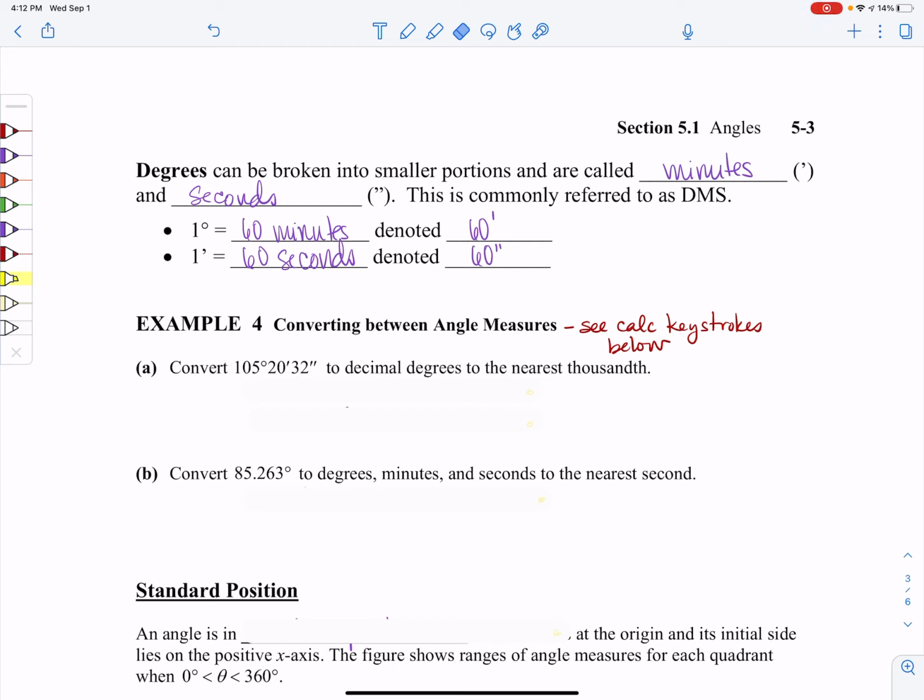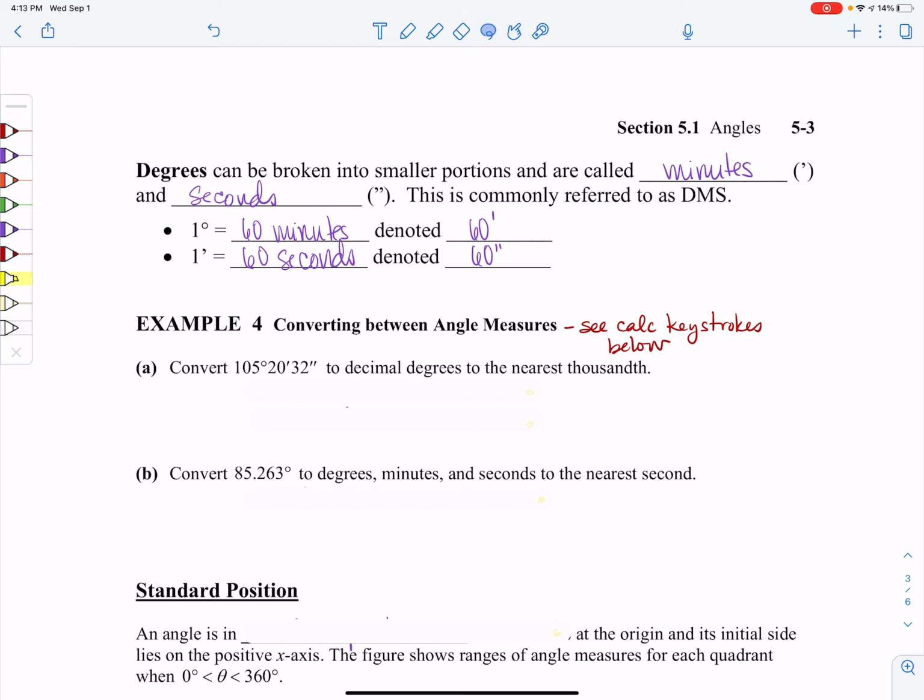Now, the way that I have you working these, there is a mathematical way that you can do this, but I just have you using the calculator on this particular section. So I'll give you the answers, but I want to show you on the calculator how to do that.